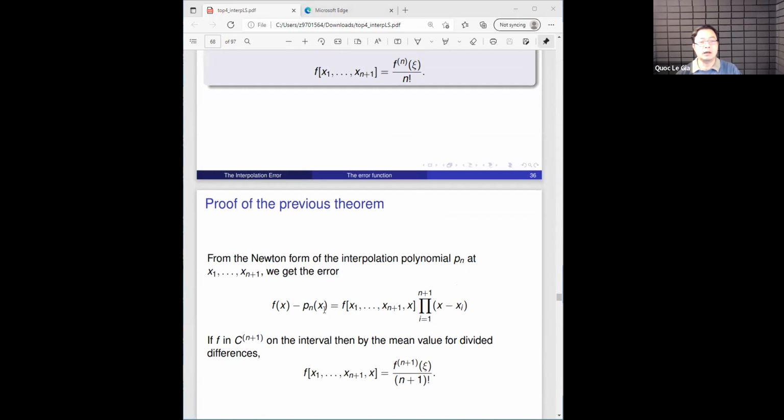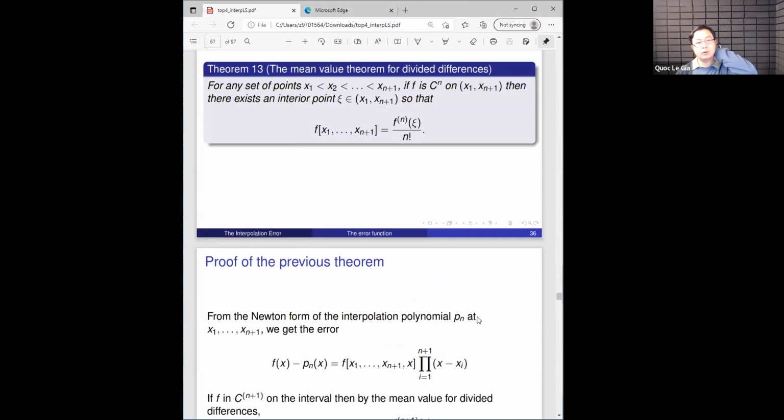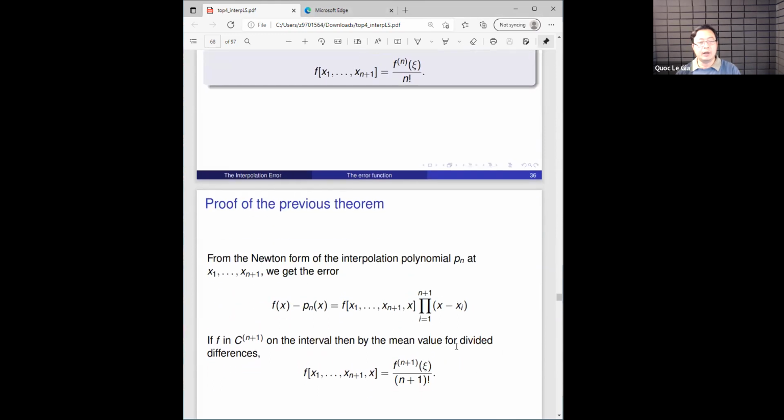So remember, Pn is the interpolation polynomial at x1 up to xn plus 1. Then it will equal this expression. Remember, this is a divided difference coefficient up to n plus 1 and the extra point x. Then you take the product of x minus xi, i from 1 to n plus 1, so this is a product of x minus x1 up to x minus xn plus 1. And then you just use the mean value theorem for divided differences to get out this coefficient.